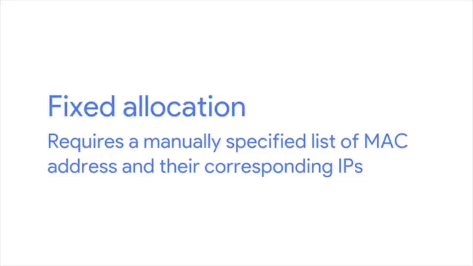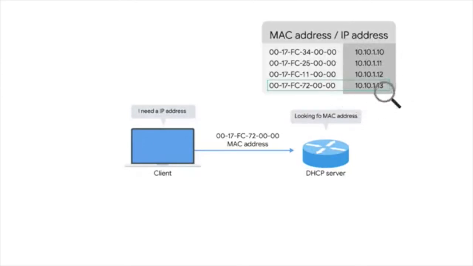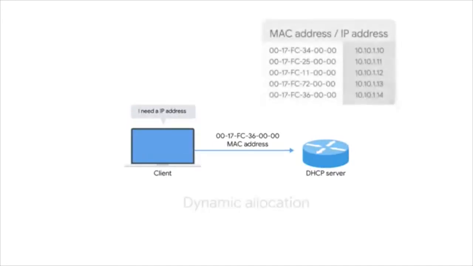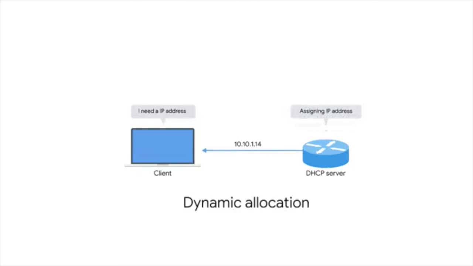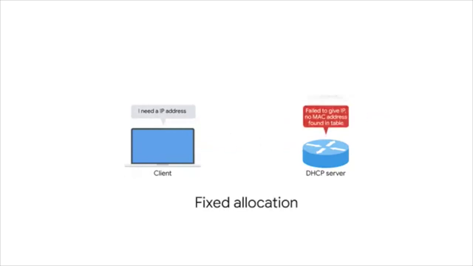Finally, there's what's known as fixed allocation. Fixed allocation requires a manually specified list of MAC addresses and their corresponding IPs. When a computer requests an IP, the DHCP server looks for its MAC address in a table and assigns the IP that corresponds to that MAC address. If the MAC address isn't found, the DHCP server might fall back to automatic or dynamic allocation, or it might refuse to assign an IP altogether. This can be used as a security measure to ensure that only devices that have had their MAC address specifically configured at the DHCP server will ever be able to obtain an IP and communicate on the network.